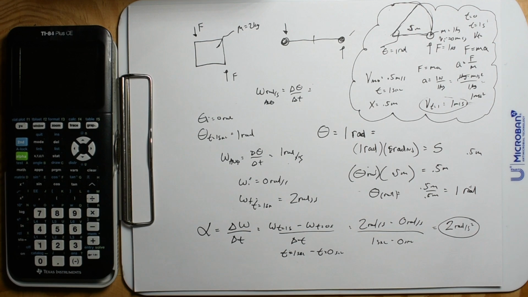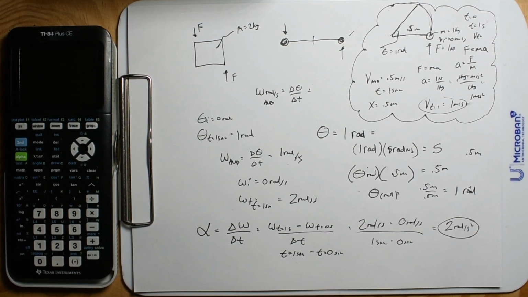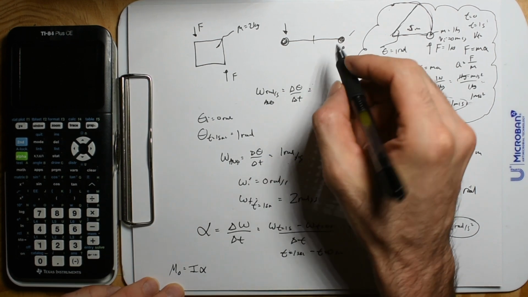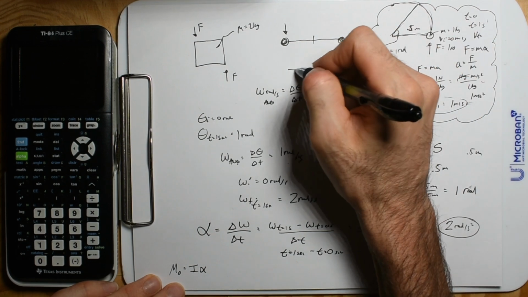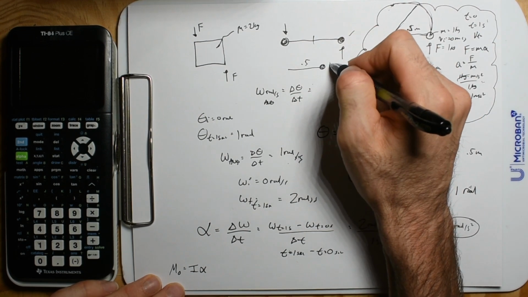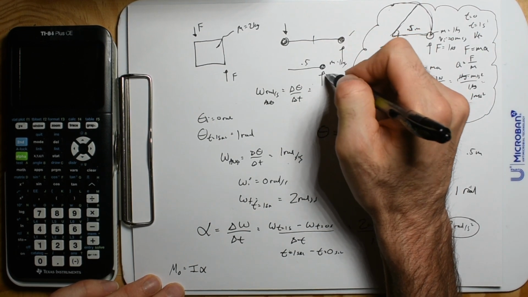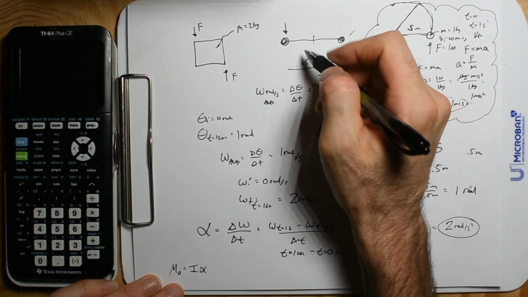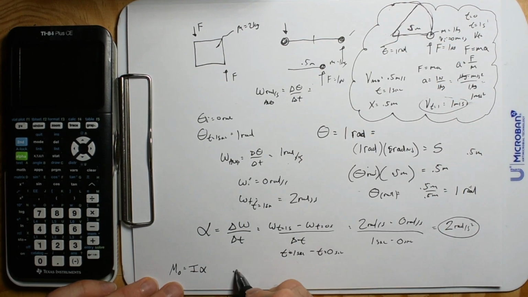Booyah. Holy Toledo. Okay, now let's go back to our moment. We wanted to figure out that the moment was equal to I alpha. We found that the moment in our equation, with that 0.5 meters, mass of 1 kilogram, force of 1 newton, was going to put a moment of 1 times 0.5. So we have a 0.5 newton meter moment on that side.